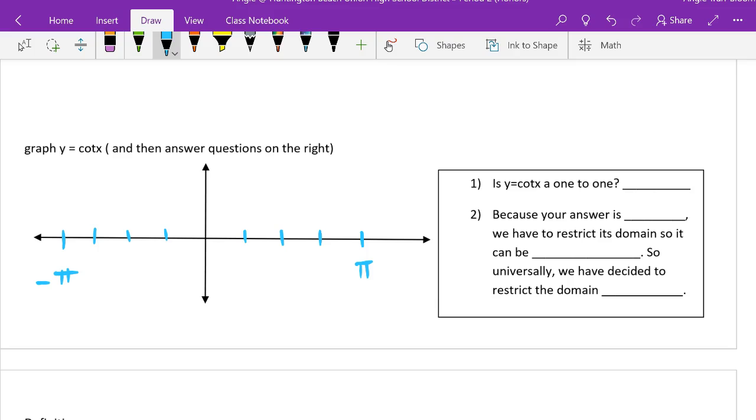Yeah, yeah. So tangent goes up this way, and that means there's an angle. No, we're not. We're graphing cotangent. So if tangent goes up this way, cotangent is going to go up this way. Yeah, like that.